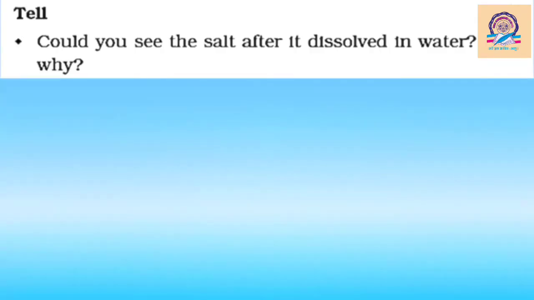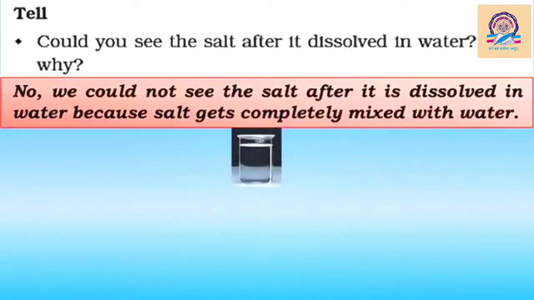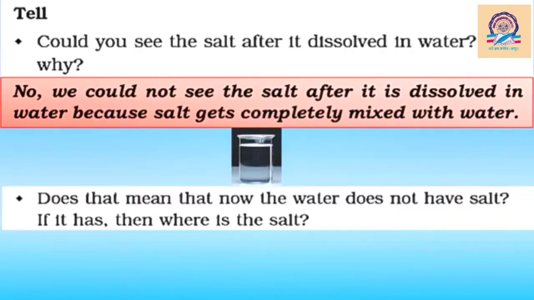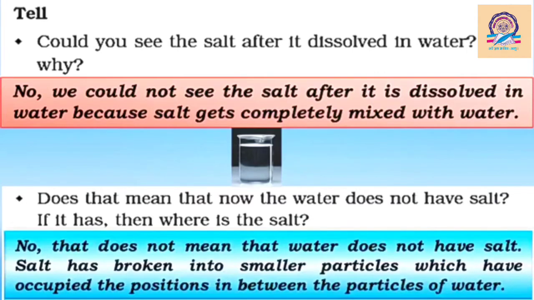Could you see the salt after it dissolved in water? If no, why? No, we could not see the salt after it is dissolved in water because salt gets completely mixed with water. Does that mean that now the water does not have salt? If it has, then where is the salt? No, that does not mean that water does not have salt. Salt has broken down into smaller particles which have occupied the positions in between the particles of water.